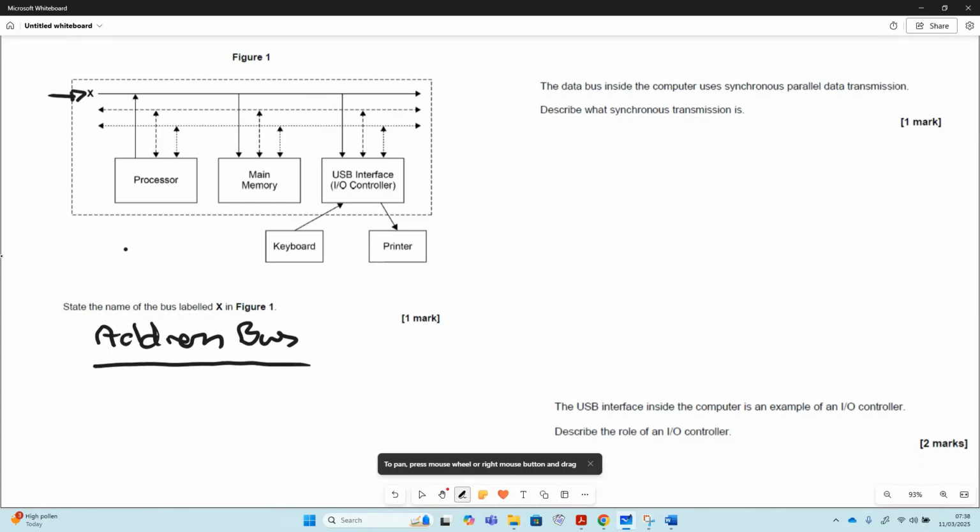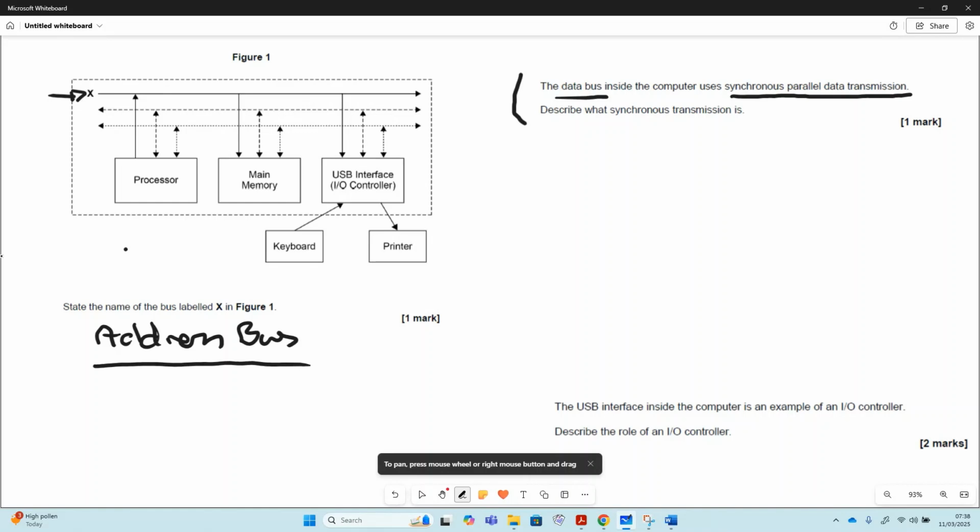So then the next question up here, the data bus inside the computer uses synchronous parallel data transmission. And we just need to describe what synchronous transmission is. So parallel is obviously lots of wires sending data at the same time. If we've got a synchronous system, then the components that we have need to share a common clock, or they're synchronized all the time by a common clock.